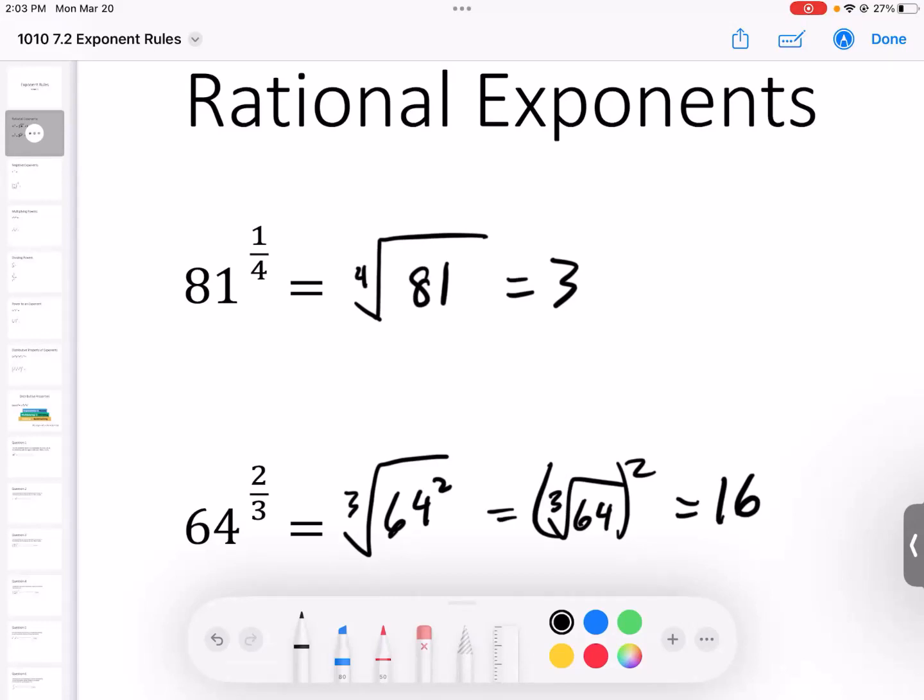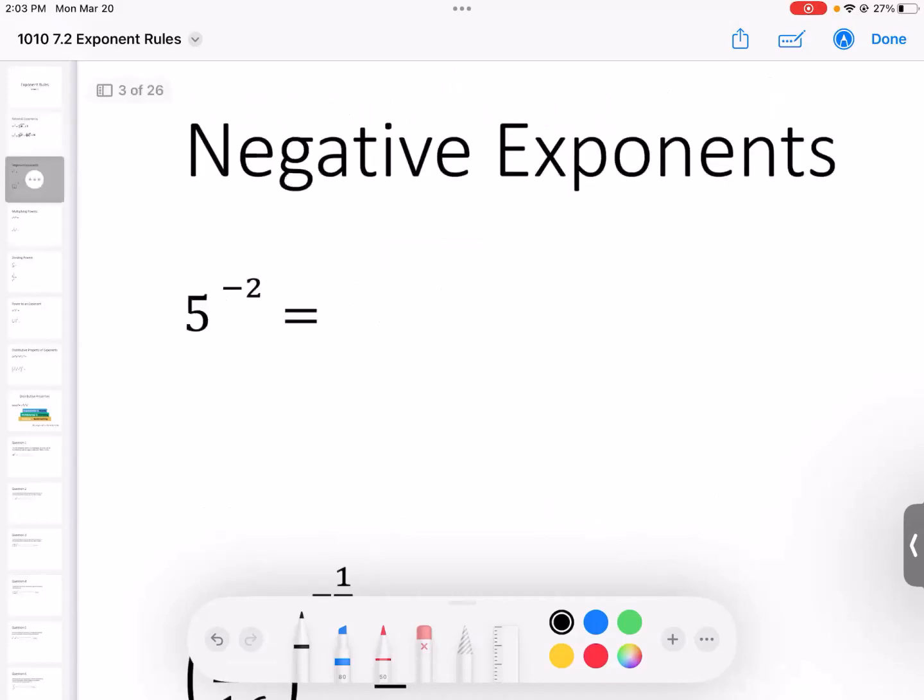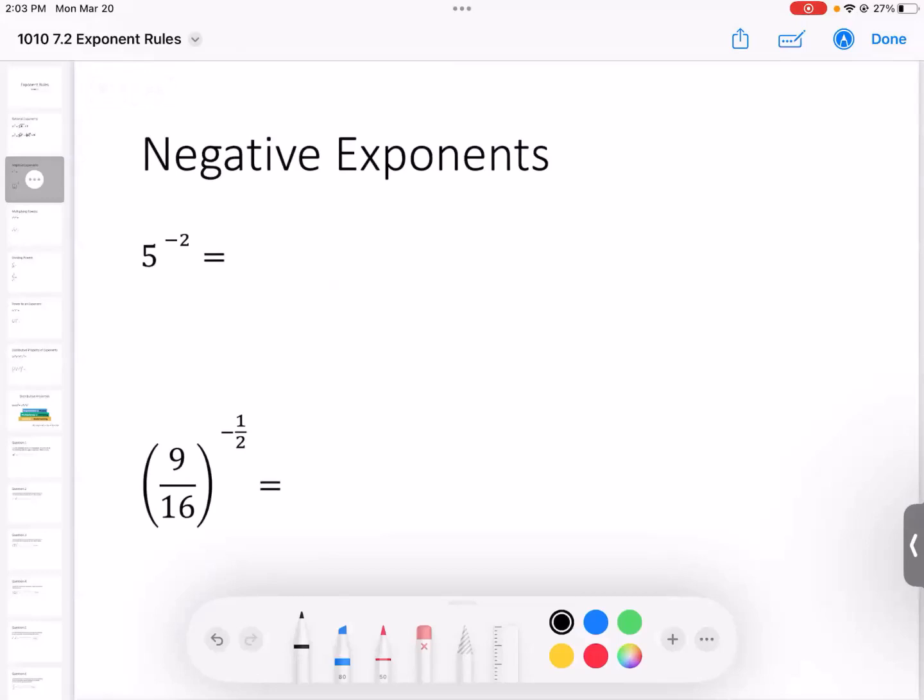All right, so any questions on this so far? Okay, so that's our first exponent rule. You can write roots as fractional exponents. The next type of exponent rule we're going to look at is negative exponents.